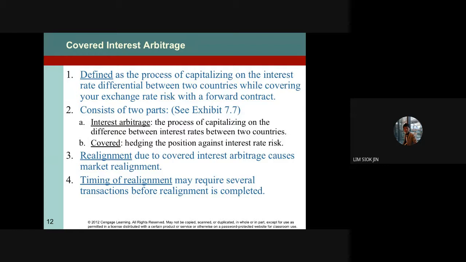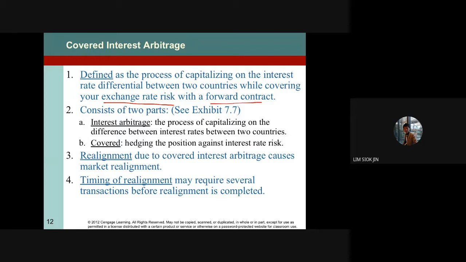So example, you are a Malaysian and you found that Singapore, a neighboring country, offers higher interest rate. So you are very attracted to invest in Singapore because they have higher interest rate, so you can earn higher interest. But you are afraid of one thing. You are afraid of exchange rate risk. You worry that after you earn the interest, you convert back to ringgit, you will not make any gain or you will make losses. So in order to prevent any risk, you can cover that with a forward contract.